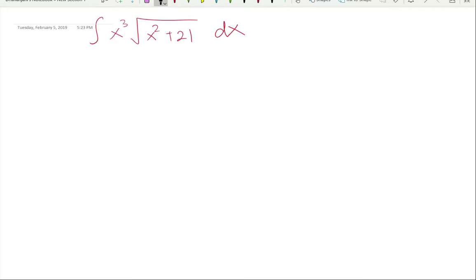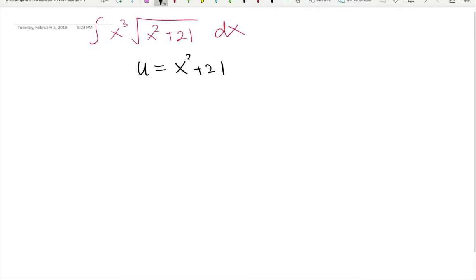Okay, so this problem, what is the inside function? What is our substitute? Well, the inside function is a little bit obvious, right? We can take it like x squared plus 21 because it is inside the square root. So it looks like really an inside function, right?